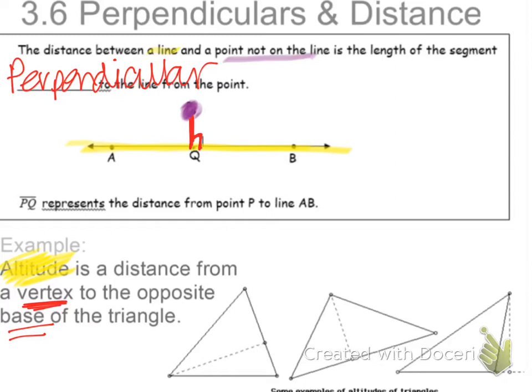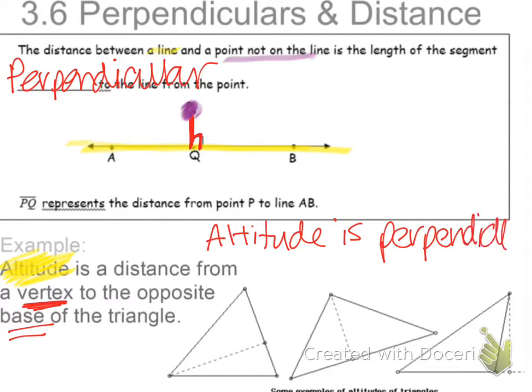What it doesn't say here that you need to know is that an altitude is perpendicular. Okay, it has to be 90 degrees. So you can't just draw some random line. It has to be perpendicular.